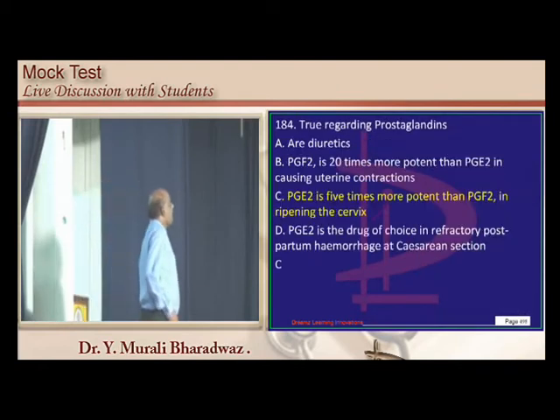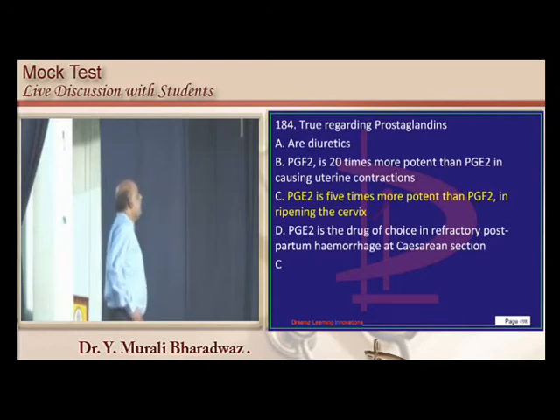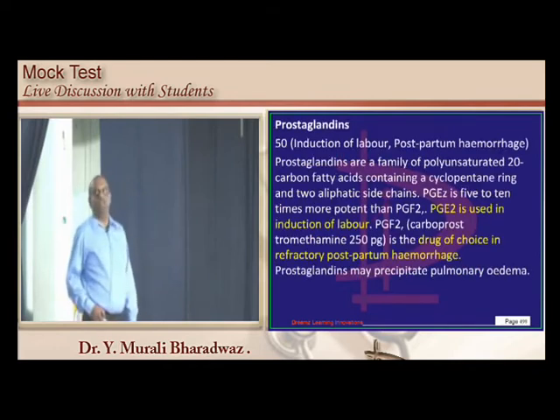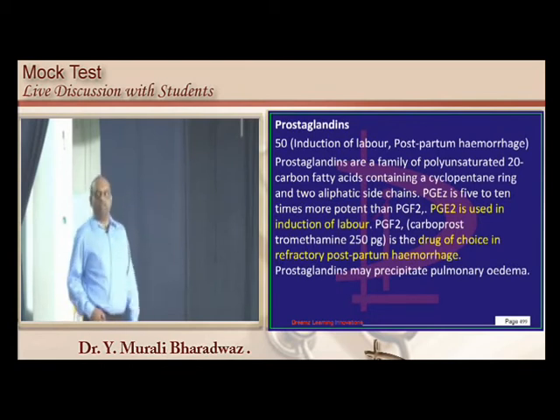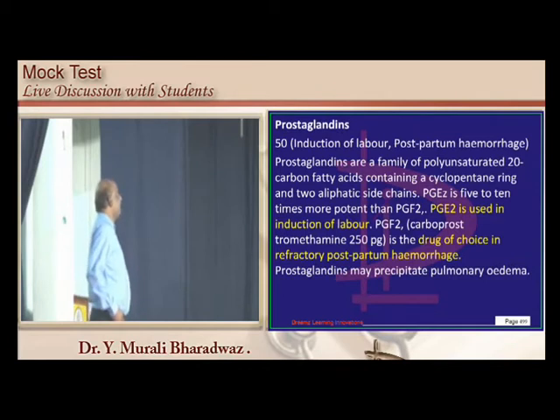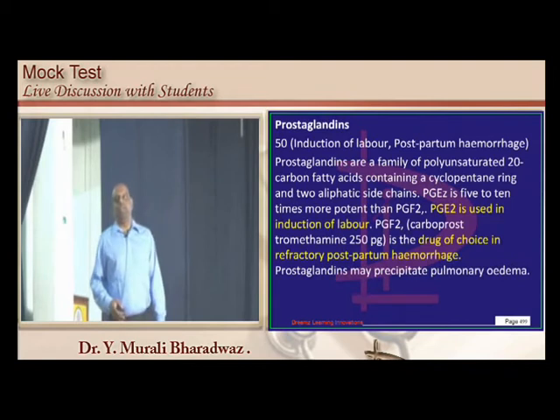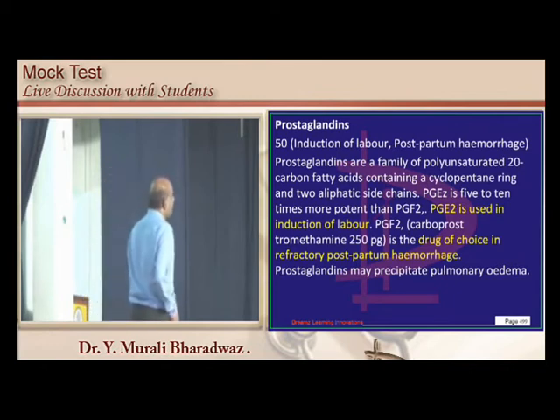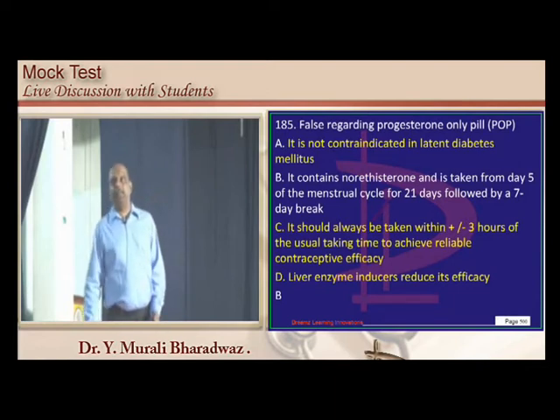Now, prostaglandin E2 is more potent than F2 for the ripening of the cervix, and for the induction of labor PGE2 is the one which is used because it is very potent in causing uterine contractions, whereas PGF2 is considered to be the drug of choice for the arrest of postpartum hemorrhage as a complication.